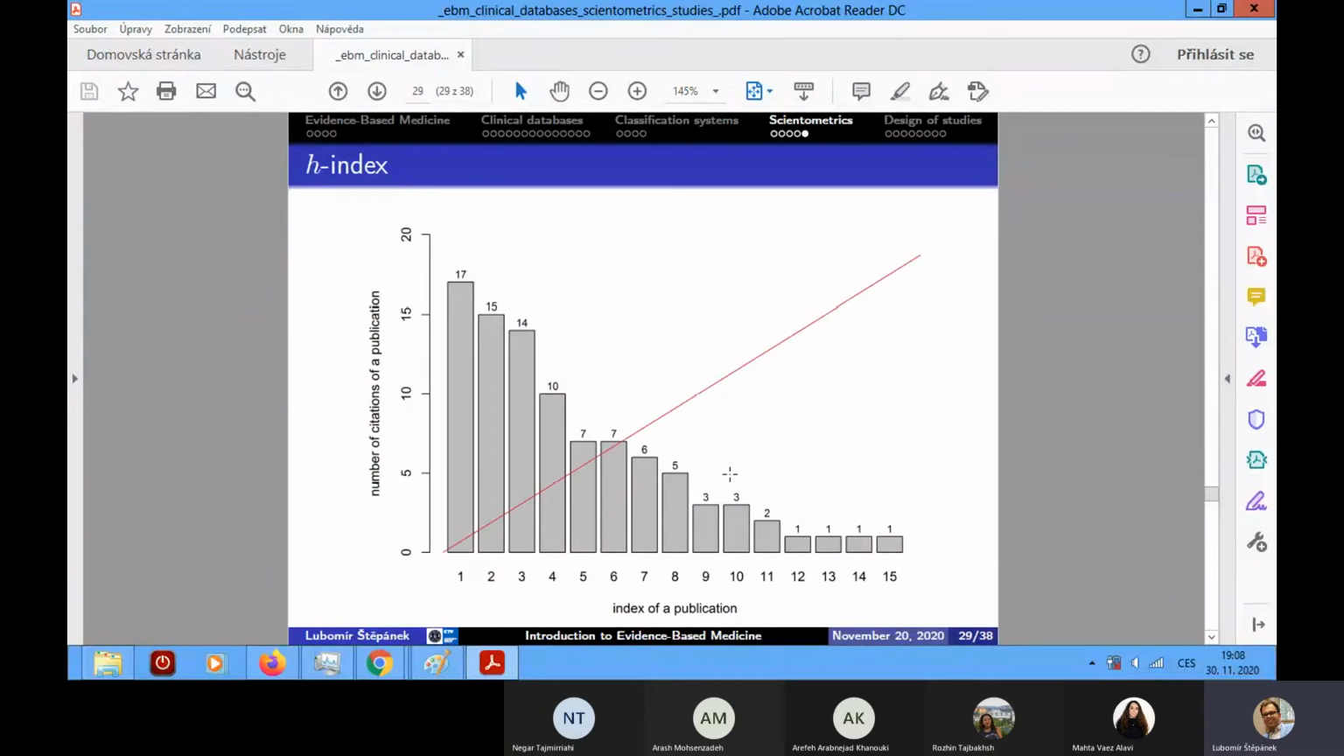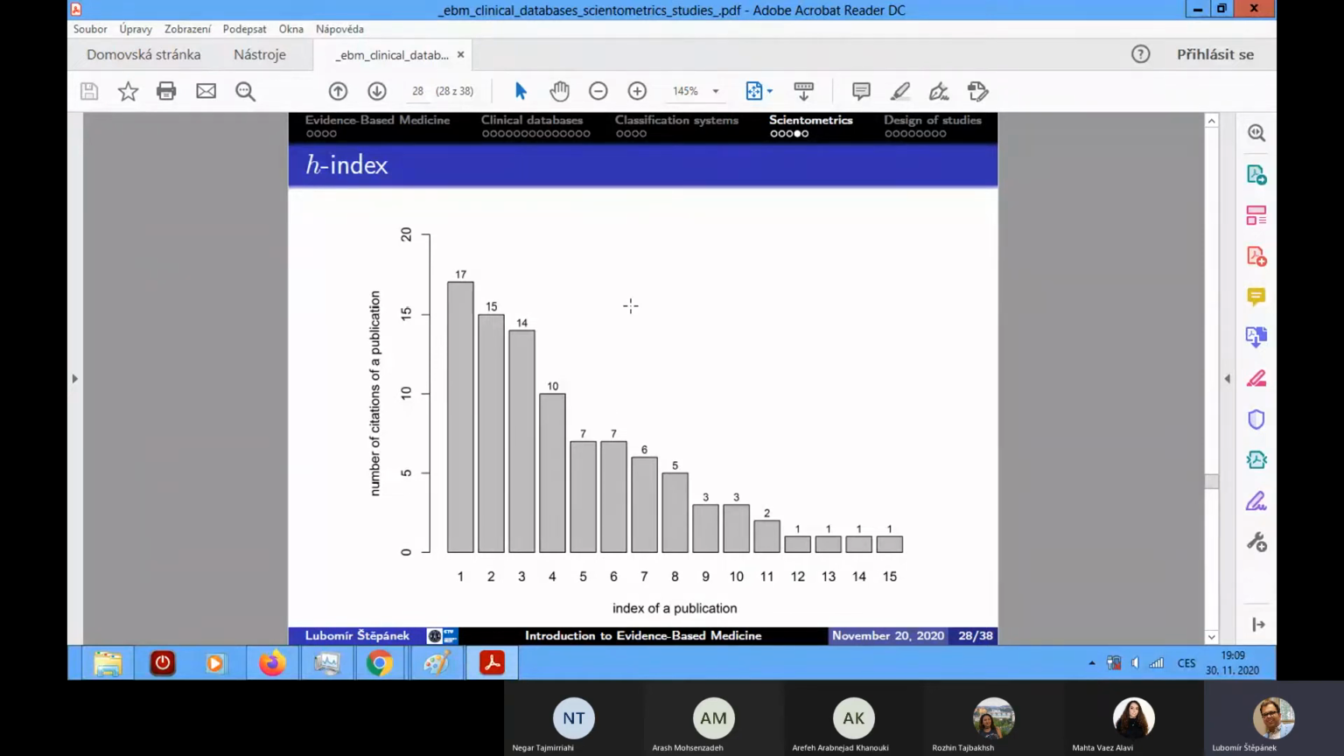Okay, this should work. Something like a kind of plot to try to simplify the concept of H index. Let's suppose that we have an author who published 15 papers. The first paper, the most cited paper, was cited 17 times. The second most cited paper was cited 15 times. Paper number 3 was cited 14 times, and so on, up to the last paper, which was cited only 1 time. And we would like to realize what is the H index of such an author. So this author published 15 papers, and these are the numbers of citations for the individual papers.